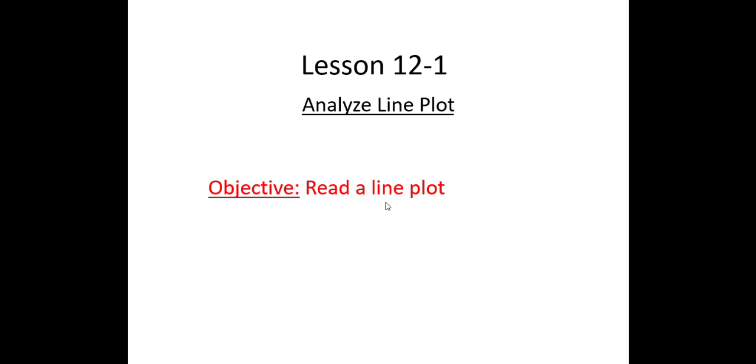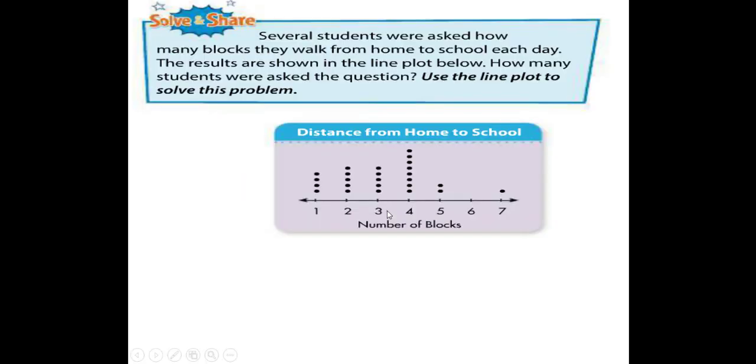Let's have a look at a question here. Several students were asked how many blocks they walk from home to school each day. The results are shown in the line plot below. How many students were asked the question? This is a very basic question. This is a line plot because we have a line and we plot some points on it. Each point is for a student, or for a value in a set of data.